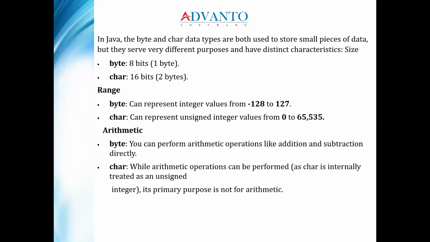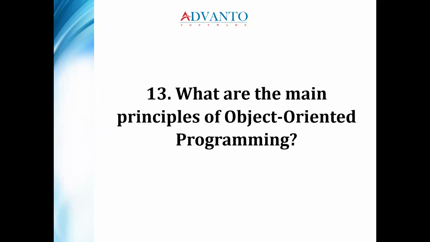Range: byte can represent integer values from -128 to +127. Char can represent unsigned integer values from 0 to 65,535. Arithmetic. Byte: you can perform arithmetic operations like addition and subtraction directly. Char: while arithmetic operations can be performed, as a char is internally treated as an unsigned integer, its primary purpose is not for arithmetic.